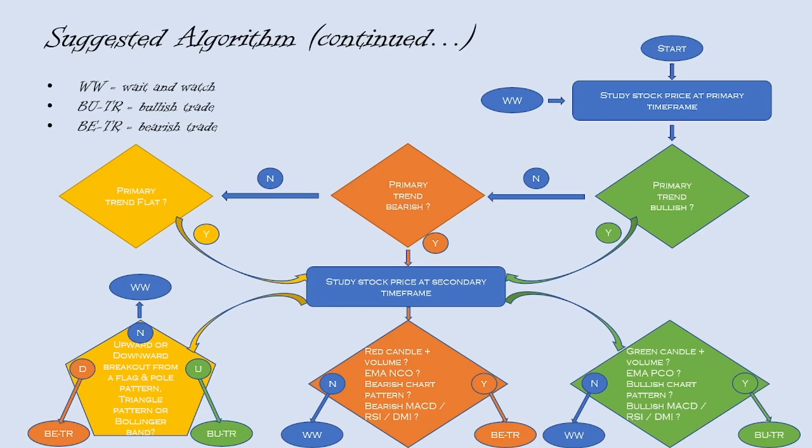So assume that you are in this flow chart, and after going through all these steps, you have decided either to take a bearish trade or a bullish trade. If you're doing wait and watch, nothing, you will be going round and round in this flow chart itself. But assume that you got a good green candle, and you got all the bullish indicators giving you a bullish signal. Then you have decided to take a bullish trade, or vice versa, you have decided to take a bearish trade.